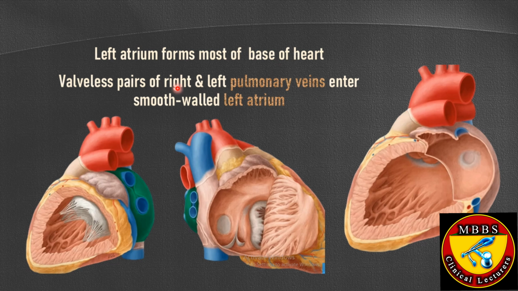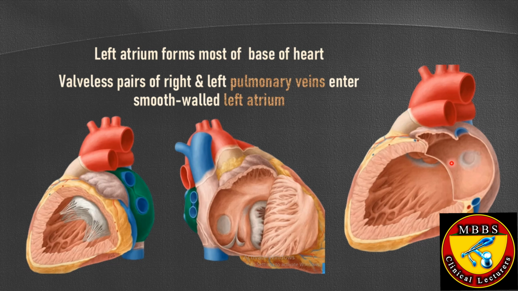Valveless pair of right and left pulmonary veins enter the smooth-walled left atrium. As you can see, this is the left atrium. It has two sides: the posterior wall, which is smooth, and the anterior side, which has been removed, but part of it you can see is rough due to the presence of pectinate muscle. So this is the rough anterior wall, similar to the right side. And this is the posterior smooth wall, and this is the anterior rough wall, right?